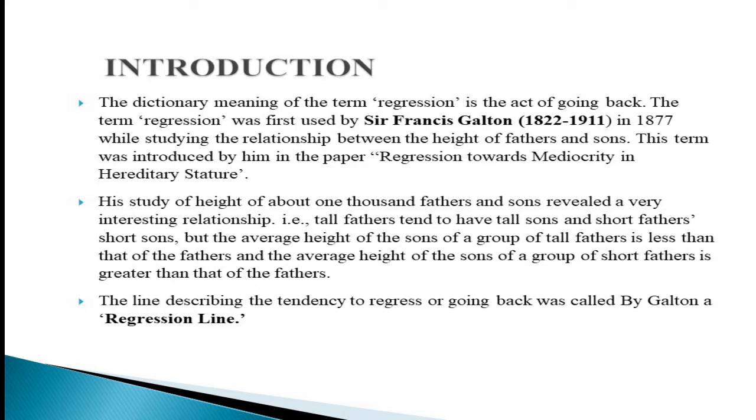It was so interesting that he made a study on 1000 fathers, their height. A very interesting fact came out in his research: tall fathers had tall sons only, and even short fathers had short sons only. So we can understand that obviously tall fathers will have tall sons, and the same is the case with short fathers. Short fathers tend to have short sons.